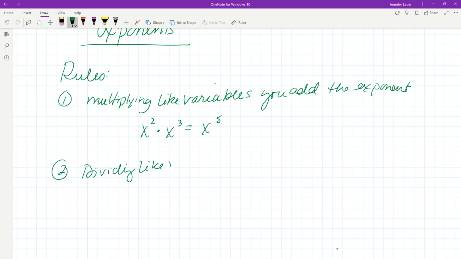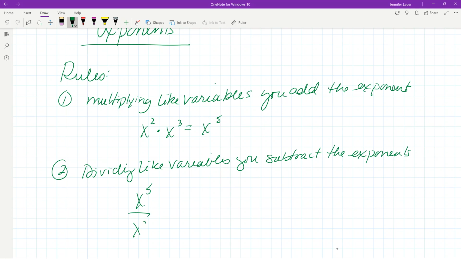Rule number two is when you are dividing like variables, you subtract the exponents. So what this looks like is, let's say I had x to the fifth divided by x to the third. 5 minus 3 is x squared. Let me just show you that up here so you understand.